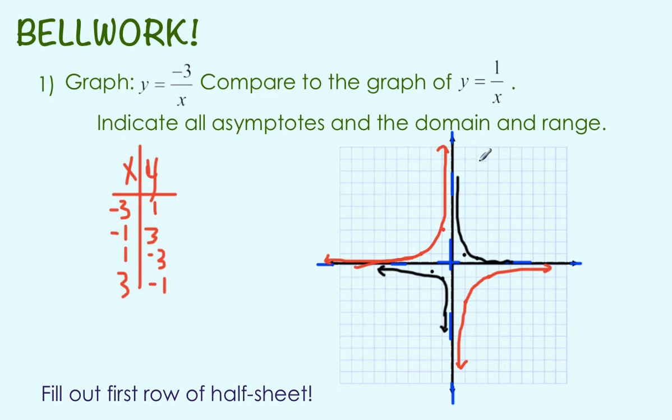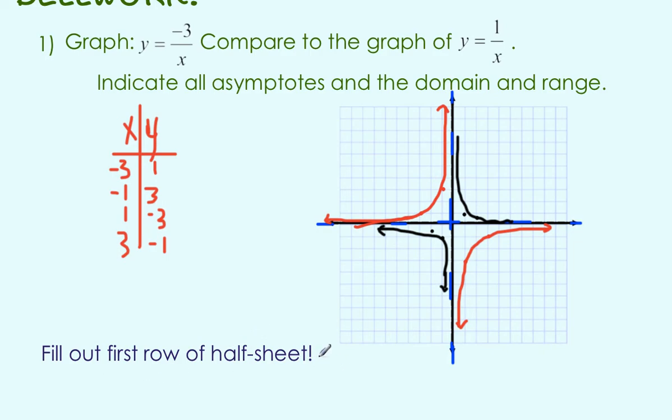So comparing to the graph, it's been reflected and stretched out because of this increase. It's not 1 anymore. And our asymptotes were at x equals 0, y equals 0. And our domain is all real numbers as long as x does not equal 0, and our range is all real numbers as long as y does not equal 0.